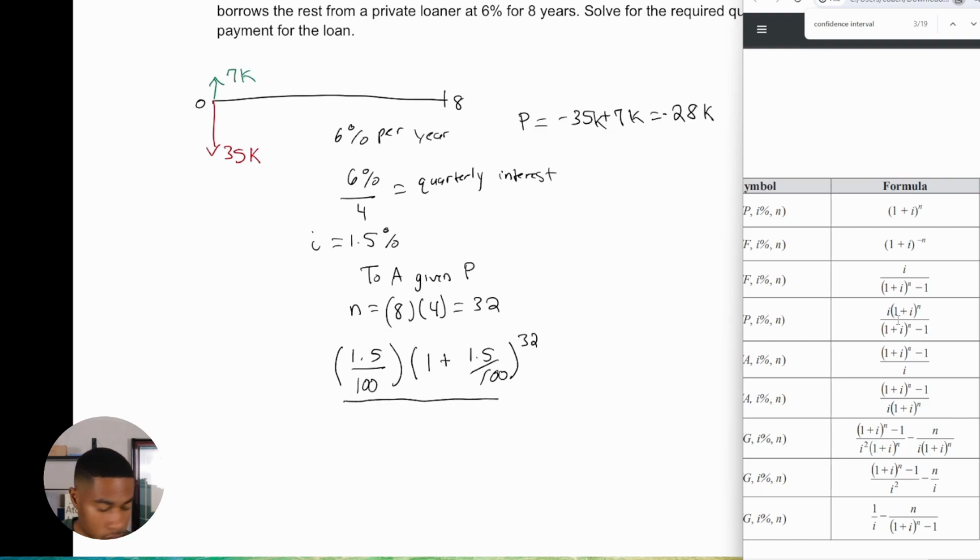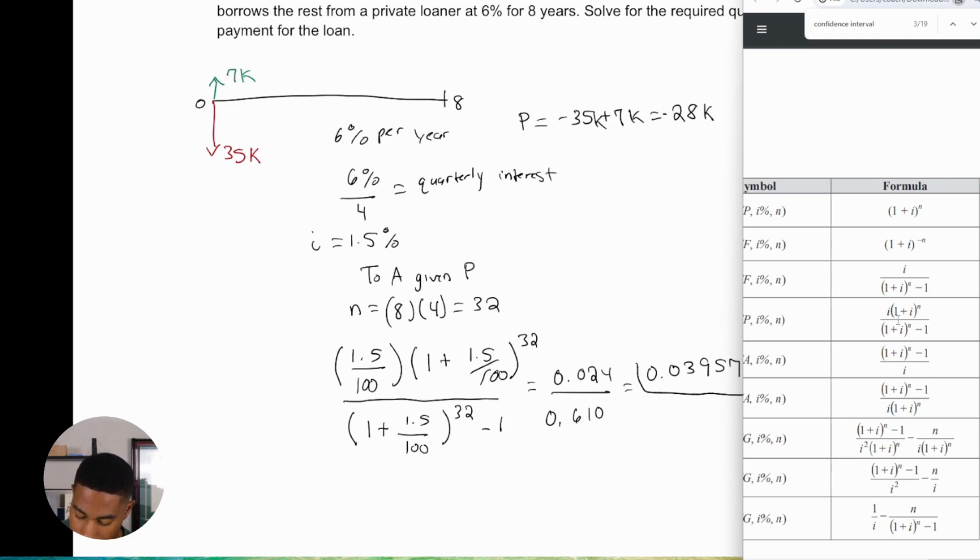All over 1 plus 1.5 divided by 100, okay, to the n, so the 32, and then minus 1. All right, and when you put all that in there, the top should be 0.024 over 0.610, which gives you a total of 0.03957. Okay, and so now that's our conversion factor.